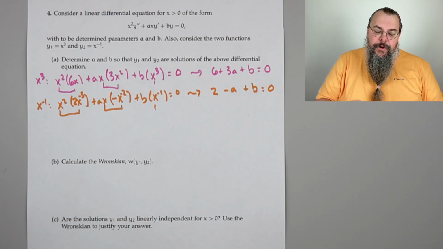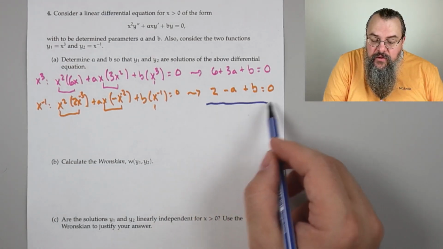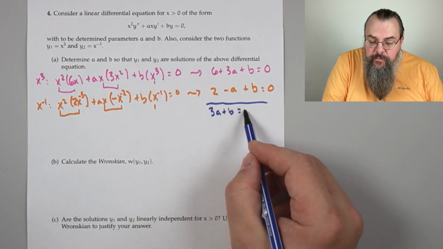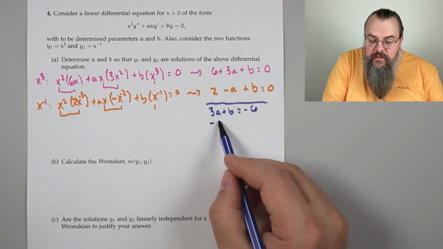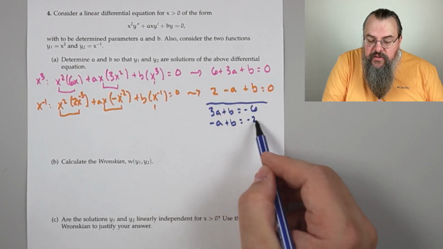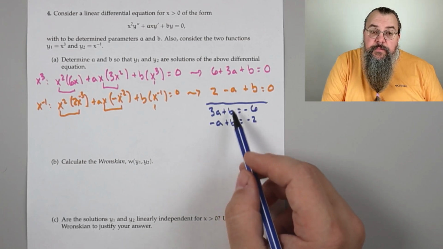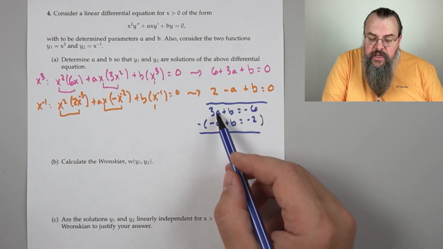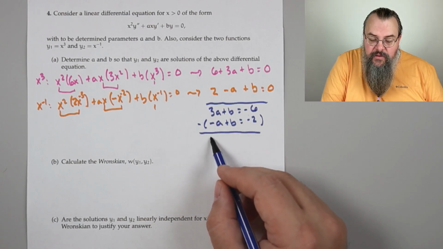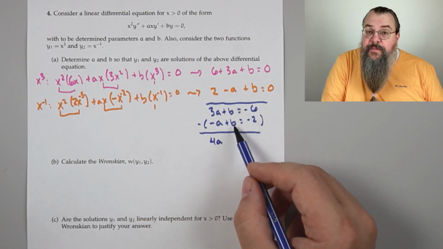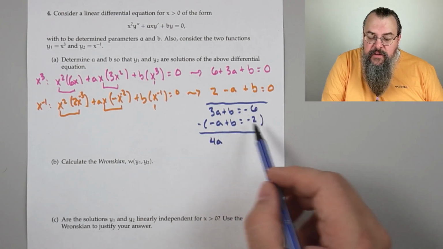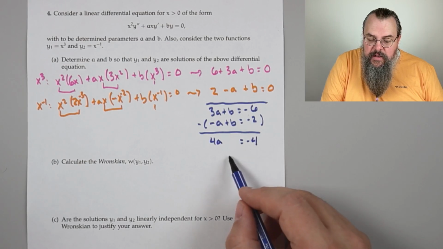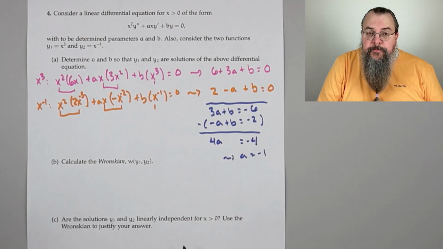So we say, okay, well, let's solve. In particular, I'm going to do a little bit of rearranging first. 3a plus b equals minus 6, and minus a plus b equals minus 2. And I see that the b's will be pretty quick to cancel. So if we subtract, 3a subtract minus a makes 4a. b minus b makes 0. Minus 6 minus minus 2, well, that makes minus 4. Well, that says a is minus 1.